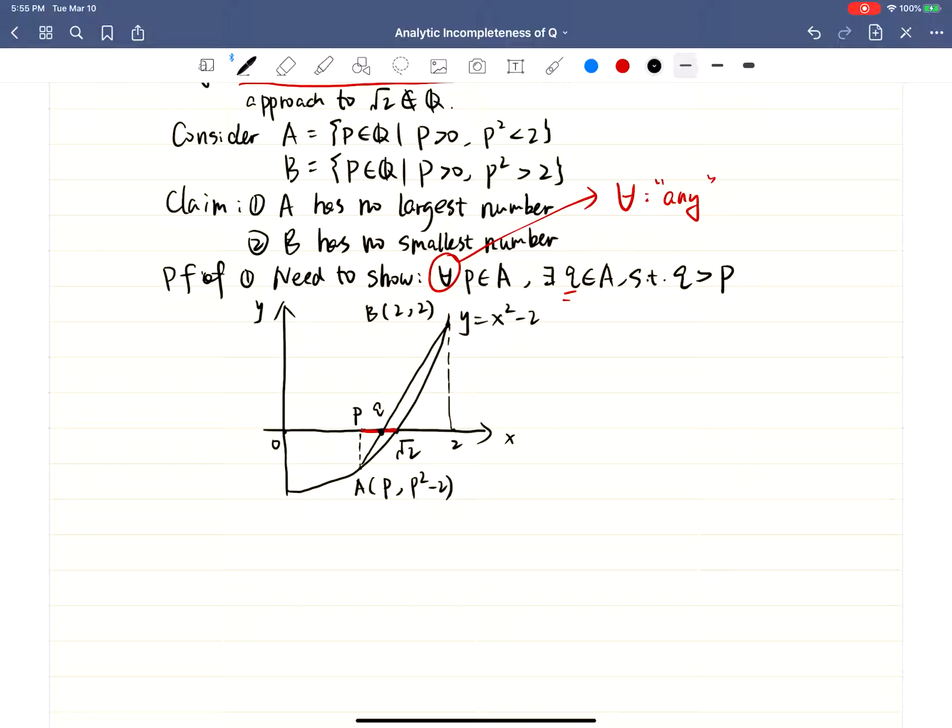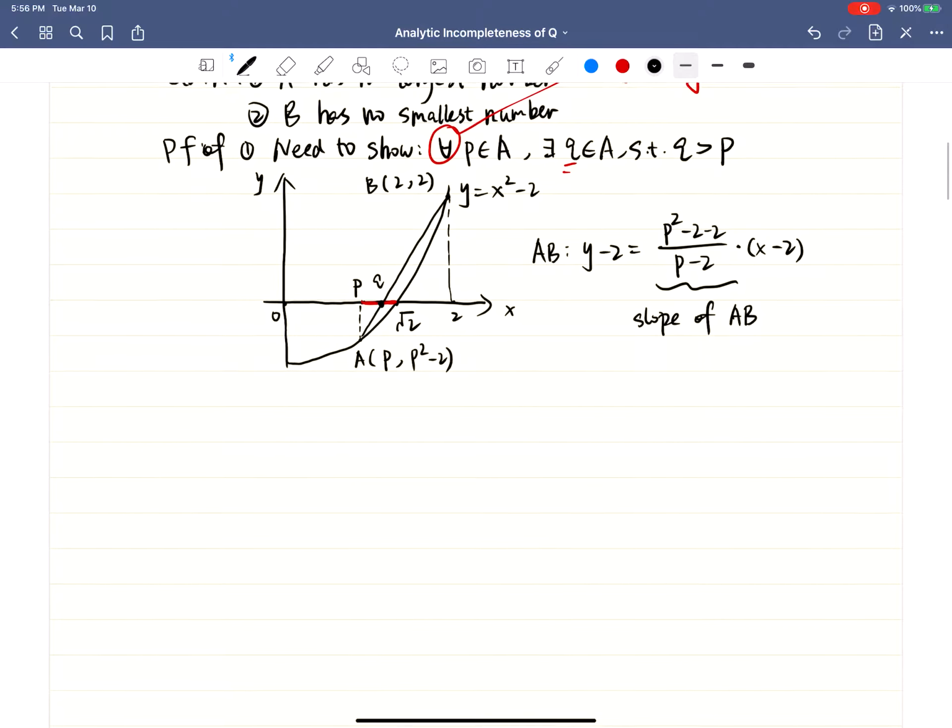And we set y equals 0, and we get the x-intercept, which is Q. Okay, so the formula for AB is y minus 2 equals (p squared minus 2) over (p minus 2) times (x minus 2). And this is the slope of AB.